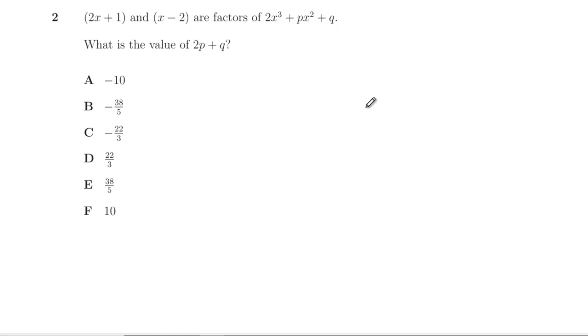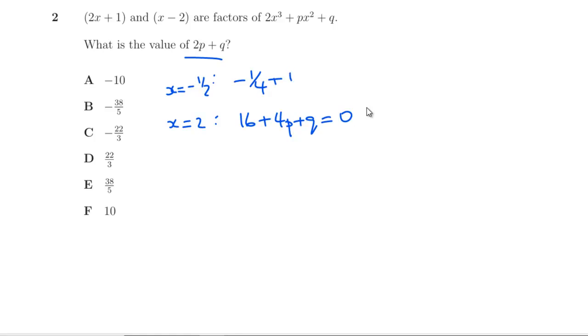That and that, factors of that. What is the value of 2p plus q? So we've got x equals minus a half will give us 0, and x equals 2 will give us 0. I'll have to do both, but the bottom one's more obvious as to what we're multiplying out. Minus a half, that's minus an eighth, which is minus a quarter, plus p over 4, plus q. Subtract top from bottom, 16 and a quarter, plus 3 and 3/4 p is 0. Multiply everything by 4.